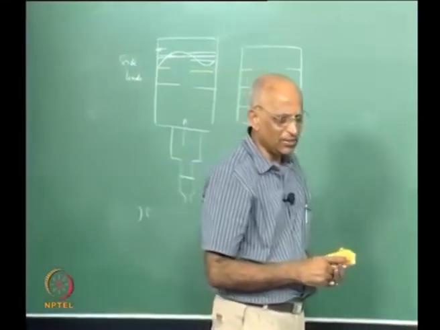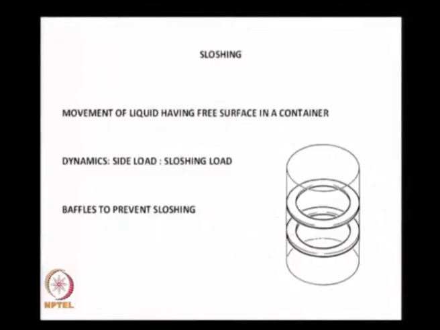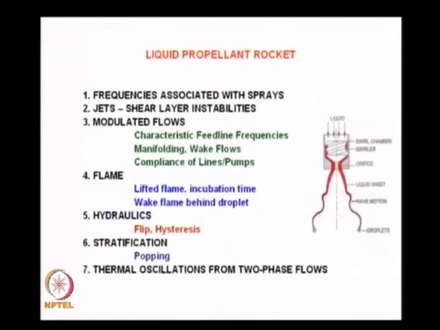Therefore, let us take a look at the baffles that are put in for sloshing, and then we will conclude. Yes, this is where it is. You put some baffles over here so that the liquid does not slosh. That is, movement of liquid having a free surface in a container, when it goes from side to side, gives you a sloshing load, and baffles are used to prevent sloshing.